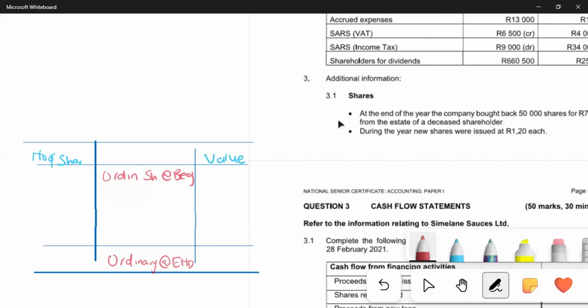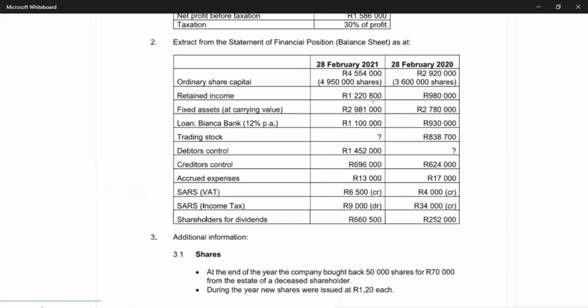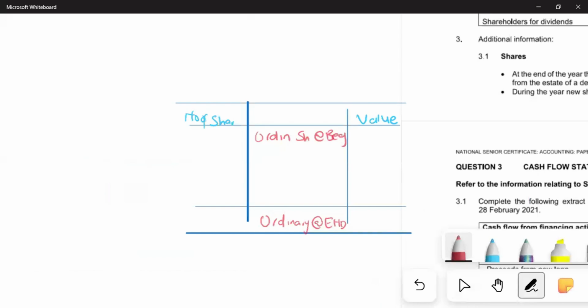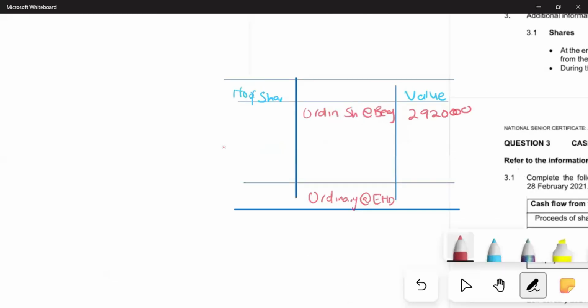Now, in accordance with this information, let me look into my ordinary share capital balances. My balance from last year is 2,920,000. And how many ordinary shares did I have at the beginning of the year? 3,600,000 shares. This is how they integrate your balance sheet with your cash flow statement. Most of the time when you're preparing the cash flow, you would need to prepare your ordinary share capital in order to answer certain questions, and sometimes it may be necessary to also prepare your retained income note.